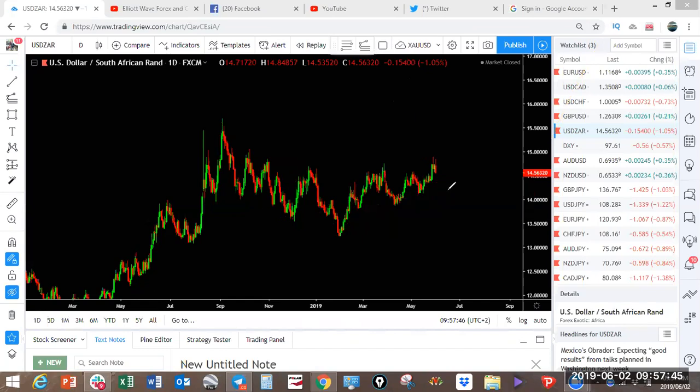So what is the expectation? Possibility of, if you get this one here, a flag here, look for this to come, not all the way, just to retest the bottom here. That will be making this three-wave structure here before we go up.